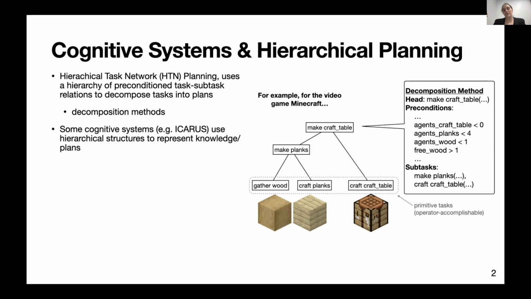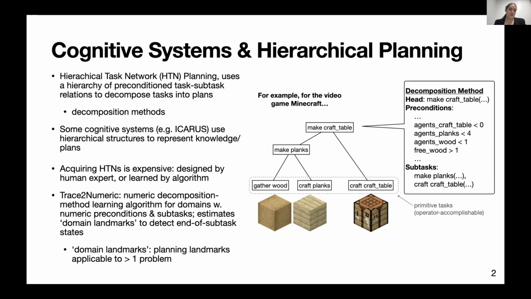Our preconditions specify that we can only decompose the task into these two subtasks when we don't have a crafting table and we don't have any intermediate resources needed to make it, but it is possible to gather enough wood from the world to make the intermediate resources and the crafting table. Unfortunately, acquiring decomposition methods is very expensive, and it needs to be done either by a human expert, or it needs to be learned by an algorithm like the one I'm going to present today.